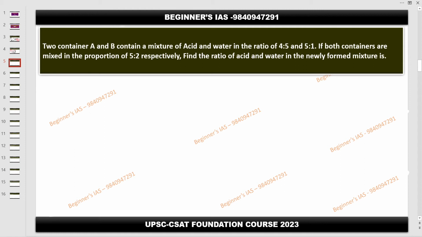A container A and B contains a mixture of acid and water in the ratio. If both the containers are mixed in the proportion, find the ratio of acid and water in the newly formed mixture. So this is another model, a new model.